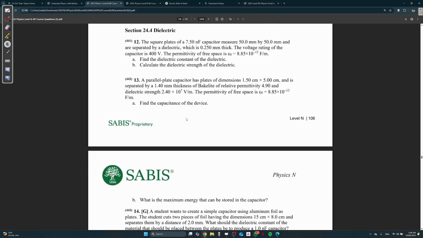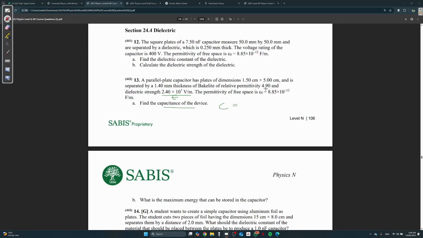Type 13. A parallel plate capacitor has dimensions 1.5 by 5 and is separated by 1.4 thickness of bakelite of permittivity 4.9 and dielectric strength. So the permittivity is the constant. Okay, and dielectric strength, this is the electric field. Sorry, relative permittivity, that is the K, like I said earlier. Okay, so what do you want? I want the capacitance of the device.